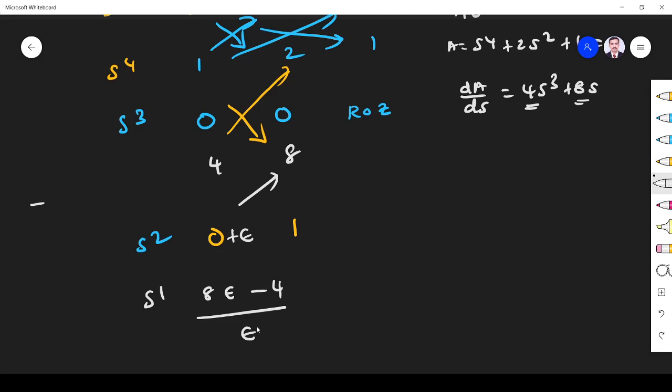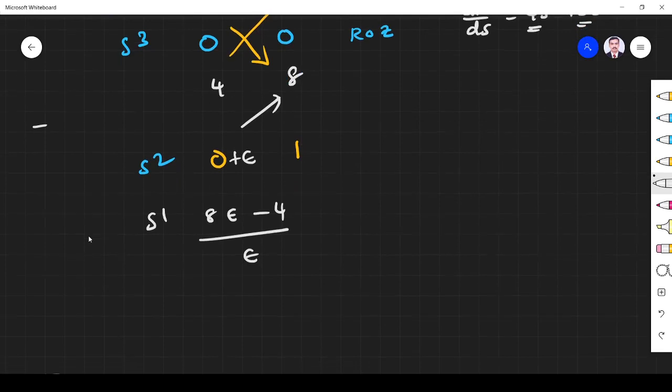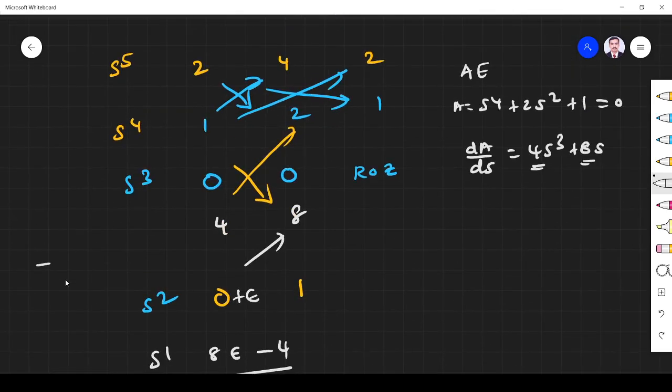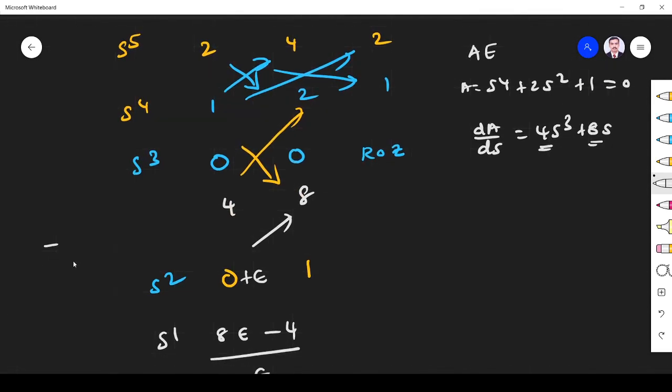Okay, right. So this is s power 1, right? S power 0 is 1 only, right? So s power 0 is 1. Let us see how to find whether the system is stable or unstable.